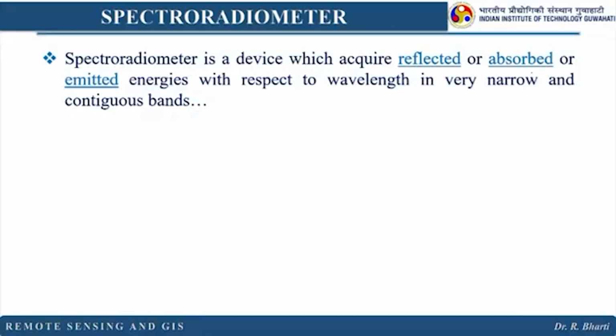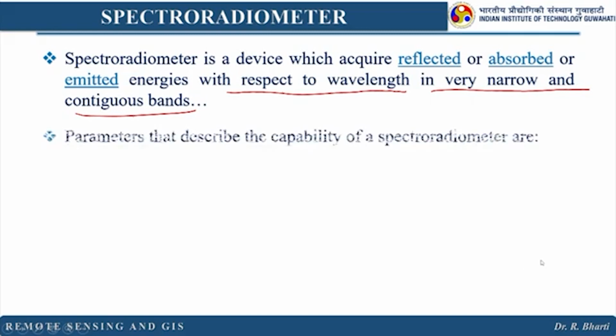In remote sensing, basically we use a spectroradiometer. With a spectroradiometer, it is not necessary to touch your sample, so we can still validate our remote sensing definition. A spectroradiometer is a device which acquires reflected, absorbed or emitted energy, depending upon the configuration of your instrument, with respect to wavelength in very narrow and contiguous bands. Remember, since the beginning I have been telling you this has to be very narrow bands or channels and contiguous bands.